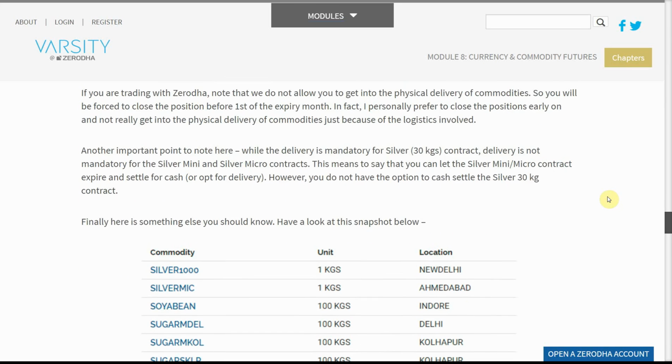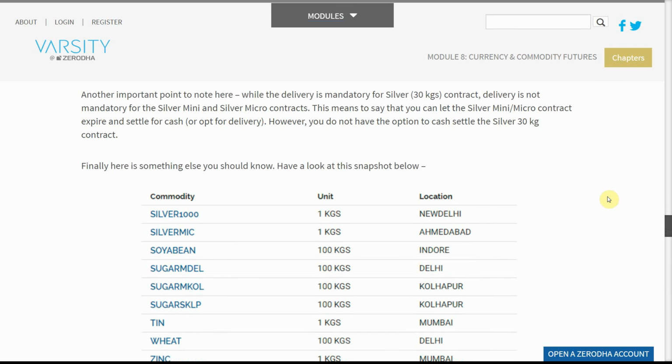Another important point to note here: while the delivery is mandatory for the silver 30 kgs contract, delivery is not mandatory for the silver mini and silver micro contracts. This means to say that you can let the silver mini or micro contract expire and settle for cash, or opt for delivery.